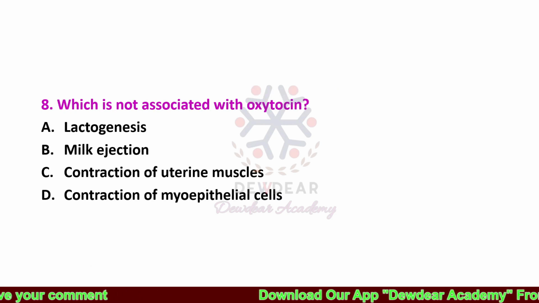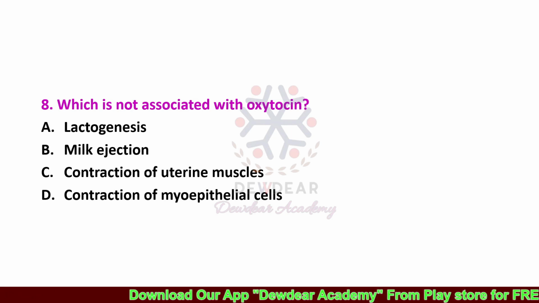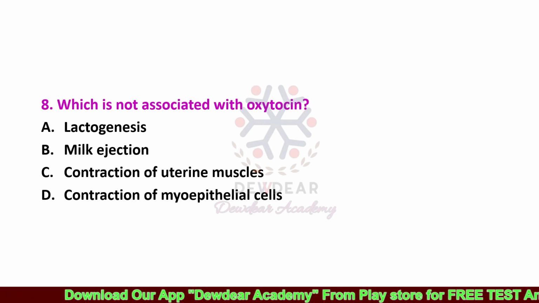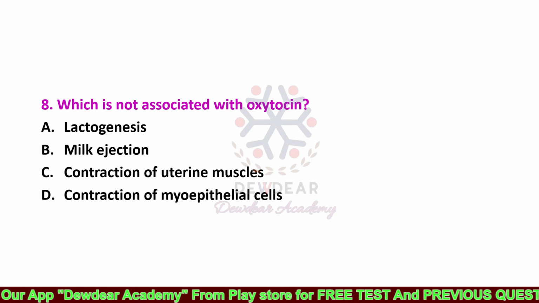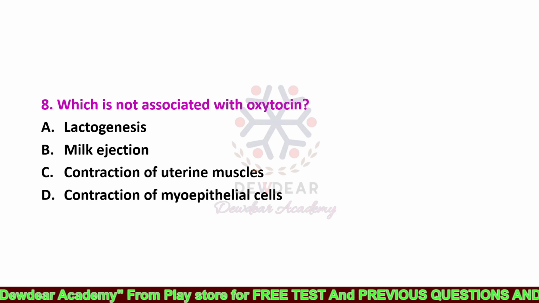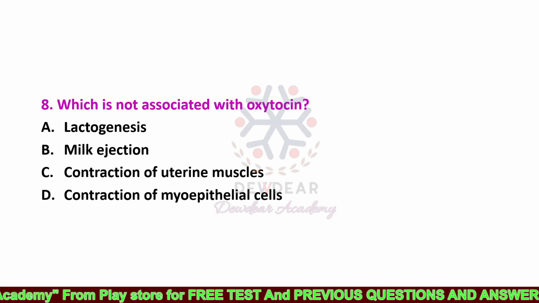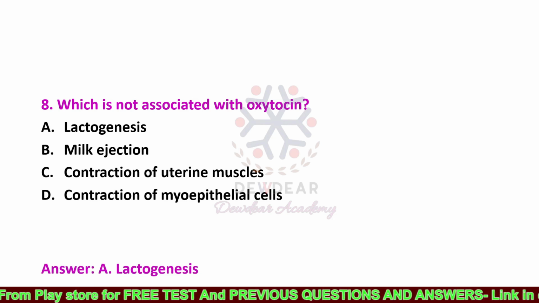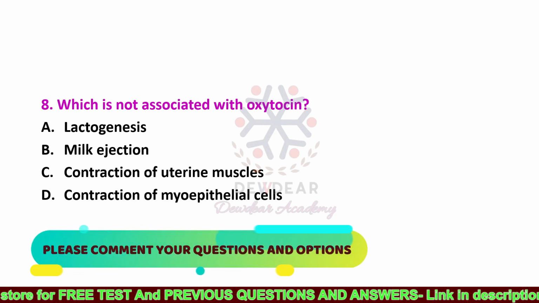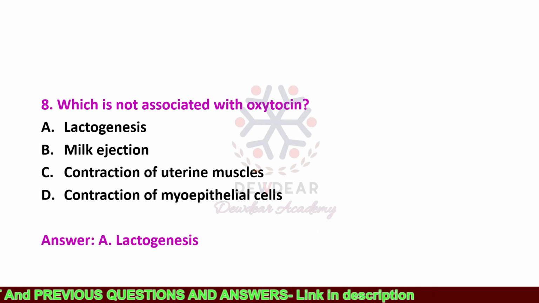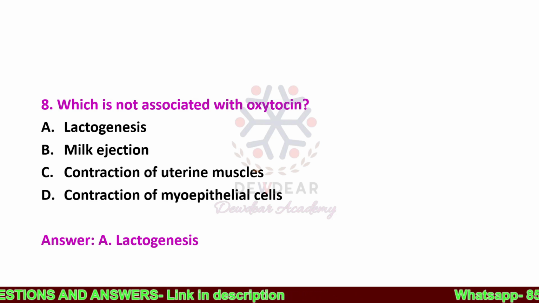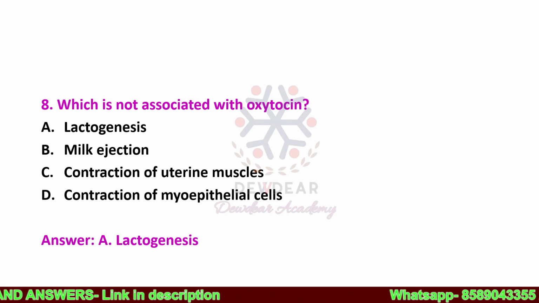Then question number 8, which is not associated with oxytocin. Options are lactogenesis, milk ejection, contraction of uterine muscles, contraction of myoepithelial cells. So here the correct answer is option A, lactogenesis. Prolactin is mainly associated with lactogenesis. So the answer which is not associated with oxytocin is lactogenesis.